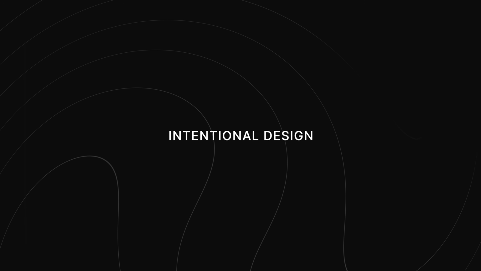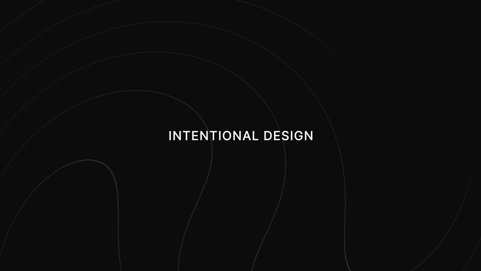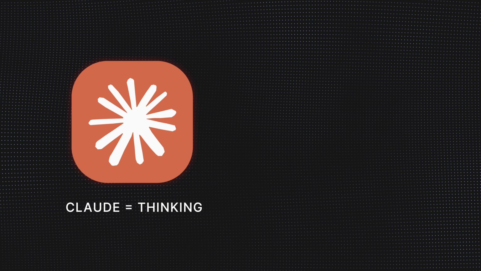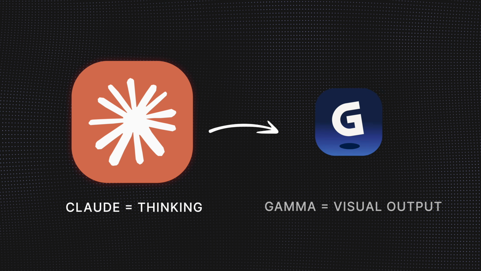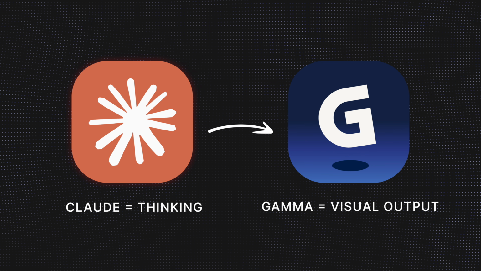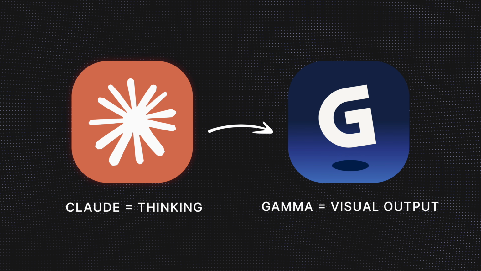And then next is the fun part, designing the presentation. At this point, Claude is where all the thinking has happened. Now Gamma is where these ideas become polished presentations. Gamma is the bridge between the AI reasoning and the real presentation output. So you can look at Claude as the one helping you think, and Gamma helps you show it.